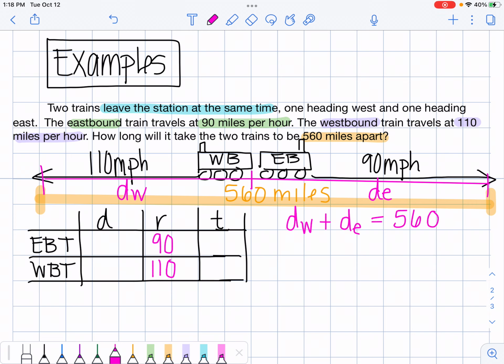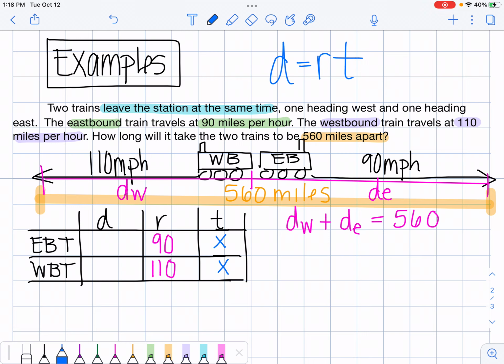The other thing that we haven't talked about yet is the time. We talked about it, but we haven't put it in our chart. We said that the trains leave at the same time, and then once they reach 560 miles apart, they stop. So the time that they travel is the same amount of time. We don't know how long that is, but we know that it's the same amount for both trains. The other thing that we know is that distance is equal to rate times time.